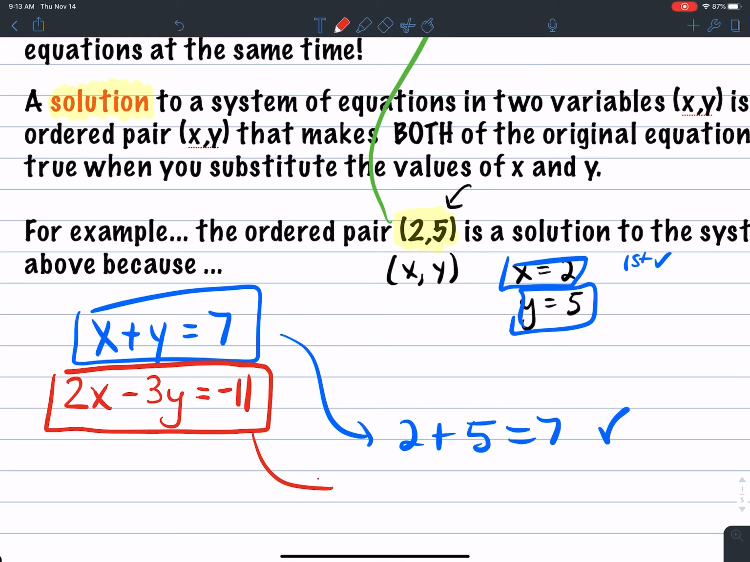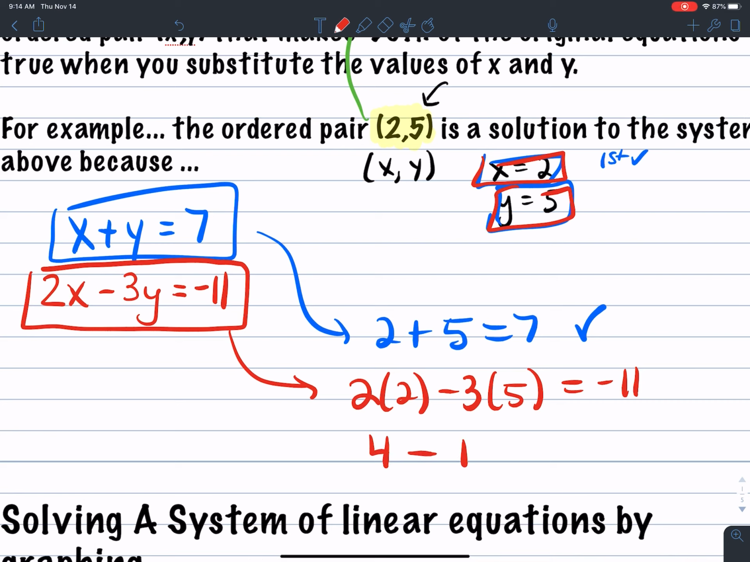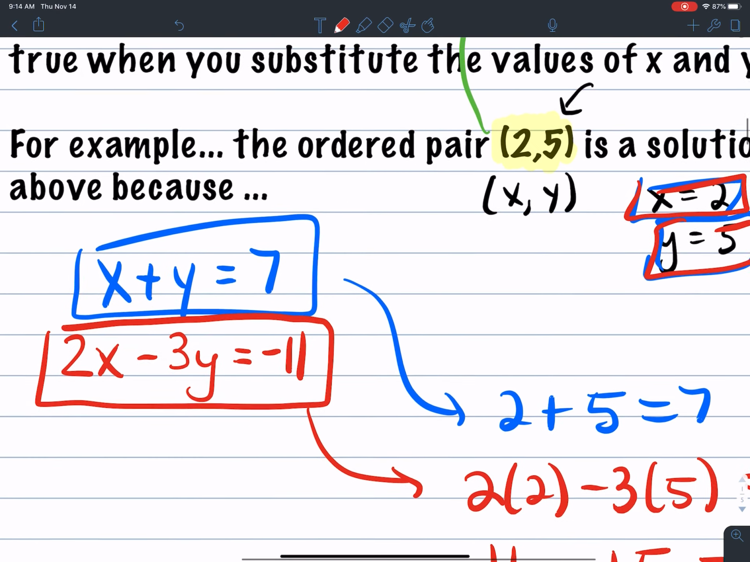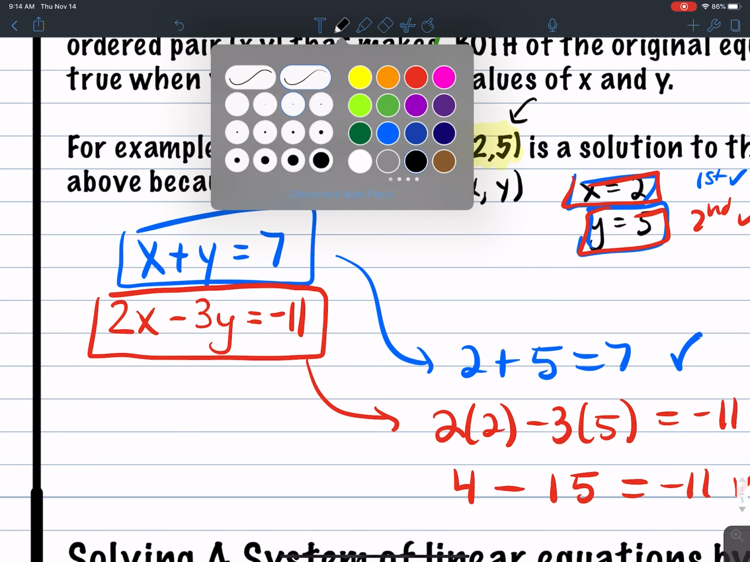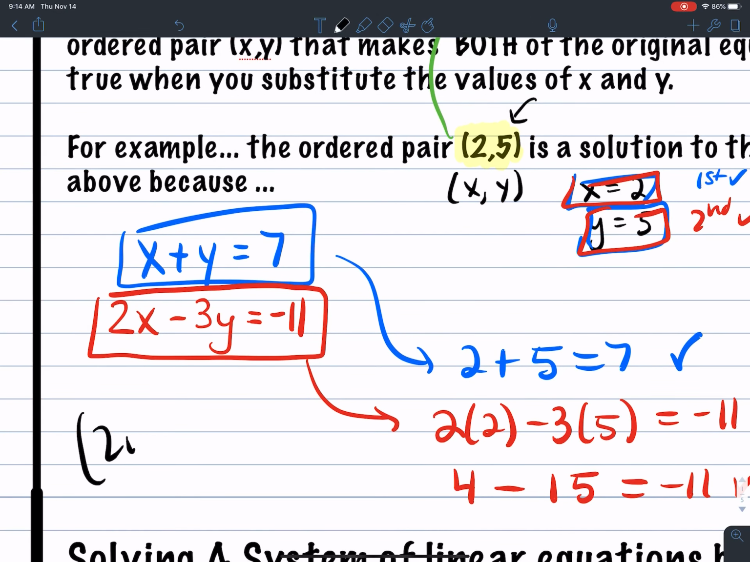So I have to take the second one, and instead of x, I'm going to plug in a 2. And then instead of y, I'm going to plug in a 5. And I'm going to hope that equals -11. And we see it does, right? 4 minus 15 is -11. So it made both of the original equations true, or in other words, it made all of the equations in the system true when I plugged it into them individually. So this ordered pair is a solution.